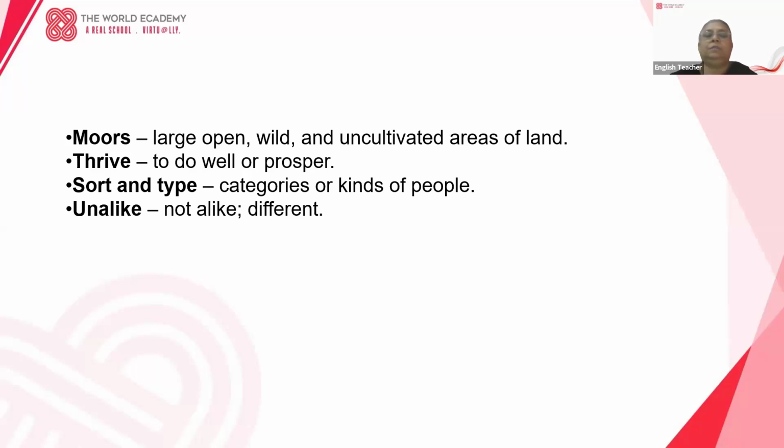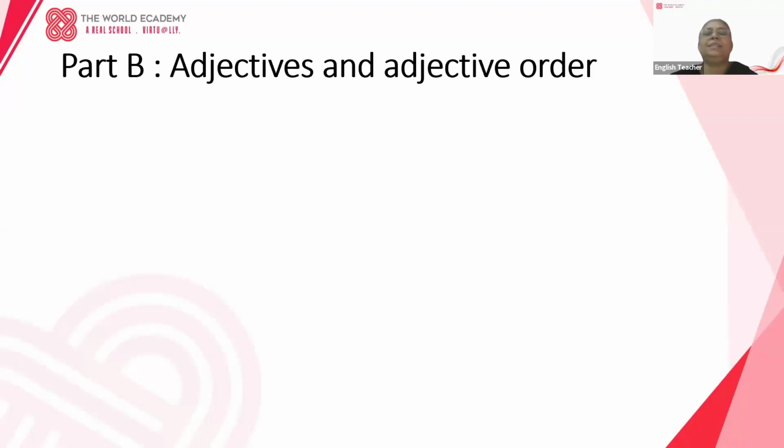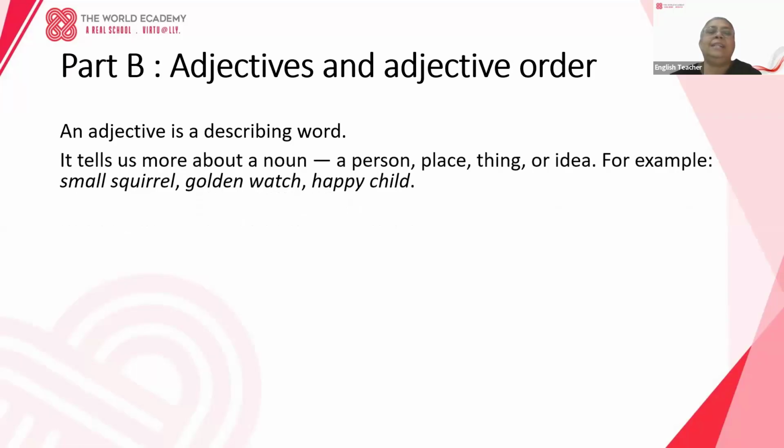So that was the analysis of the poem, Human Family. Moving on to the grammar part. I'm pretty sure, students, you know what adjectives are, right? You're right. It is a describing word. It tells us more about a noun, a person, place, thing, or idea. For example, small squirrel, golden watch. How is the watch? Golden watch. Happy child, right?